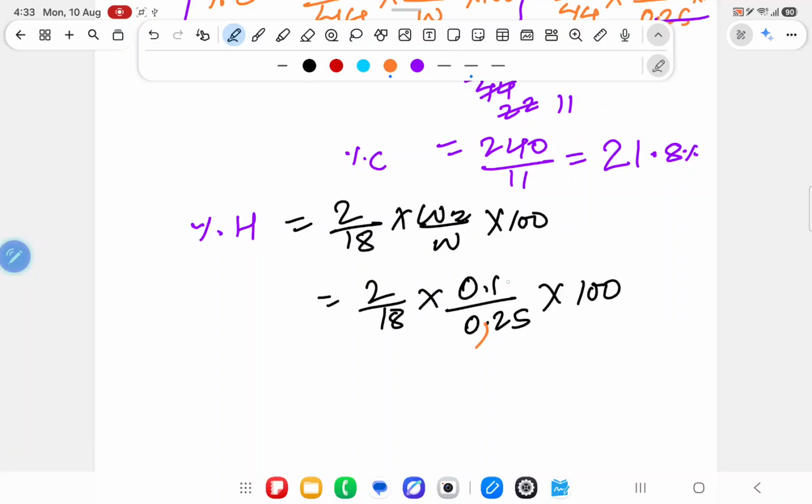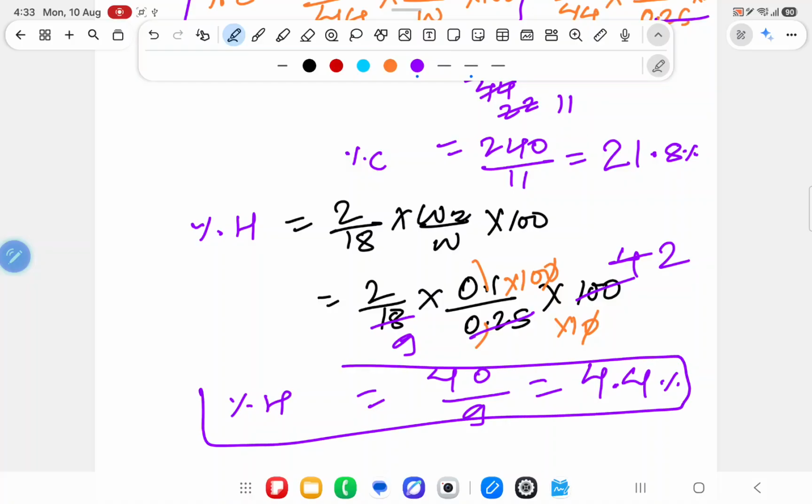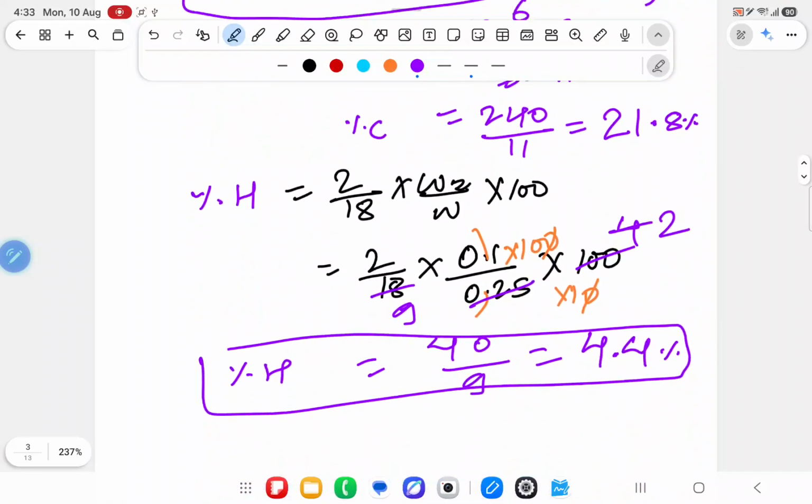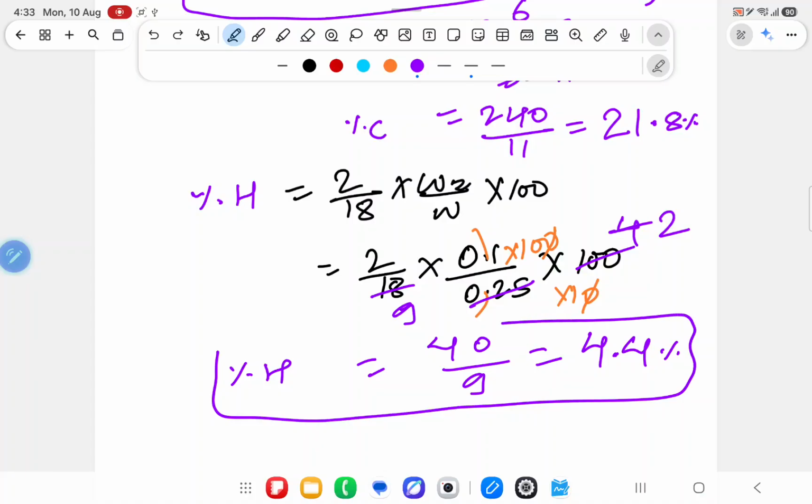What will you get? Over here 100, this you remove, you will get 10. 0, 0 cancelled. From here, what will you say? Sir, 25 4s are 100, 2 2s are 4, 2 9s are 18. What are you getting? 2 2s are 4 and 1 0, 40 by 9. 9 4s are 36. Percentage of hydrogen is 4.4 and percentage of carbon is 21.8. Topic done. Life settled. Understood or not understood?